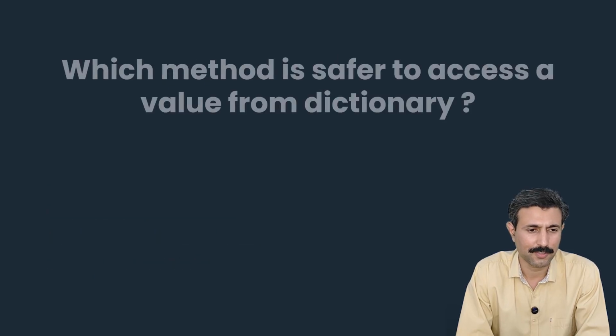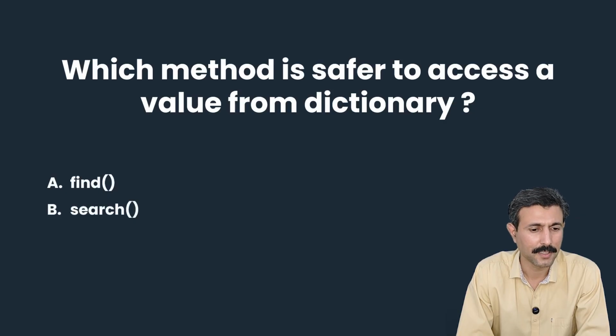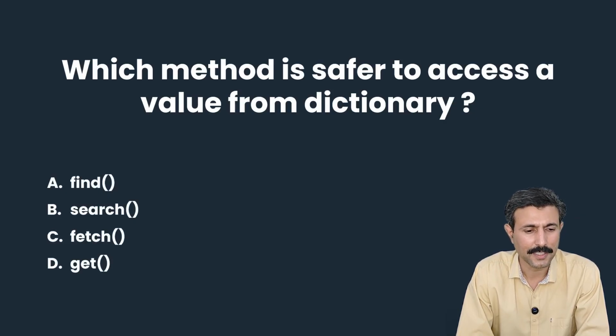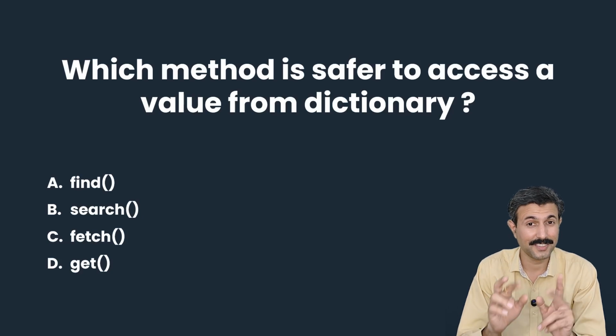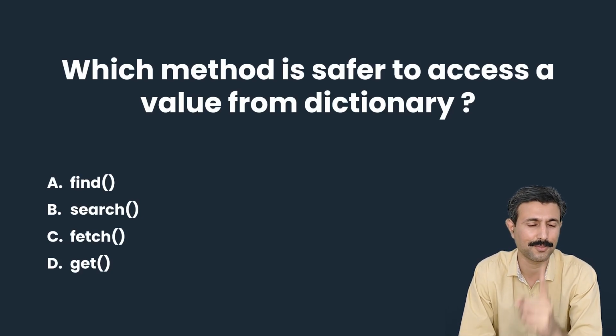Here is your next question. Which method is safer to access a value from a dictionary? Your options are this. A, find. B, search. C, fetch. D, get. This is really important, right? If you answer this correctly, you have understood it.